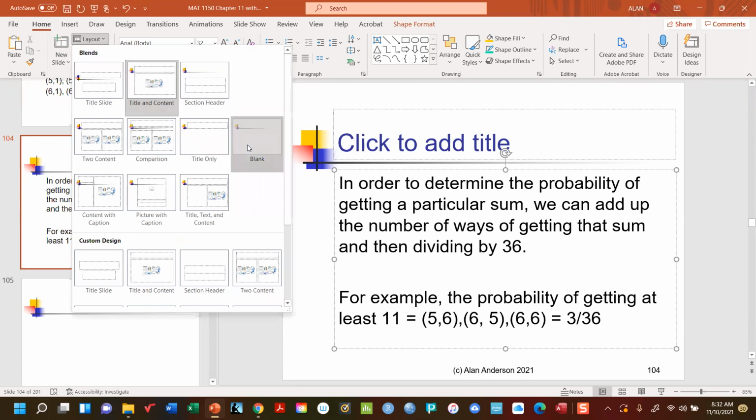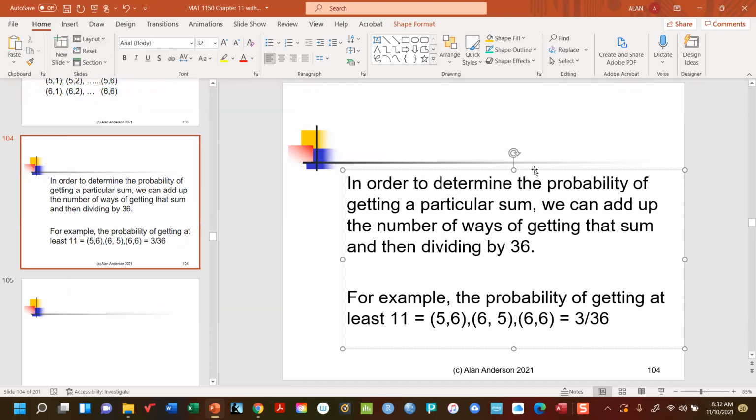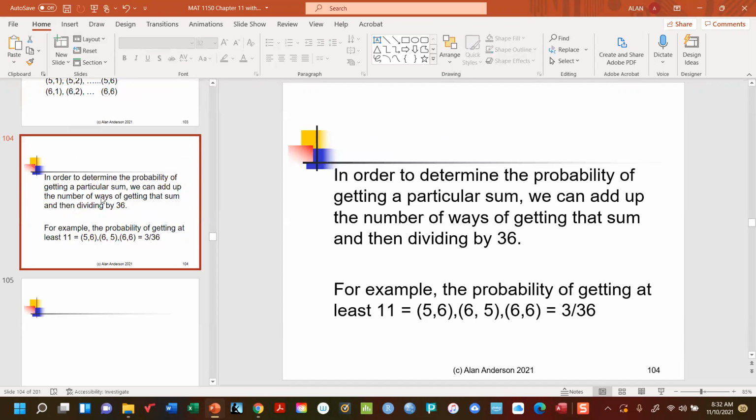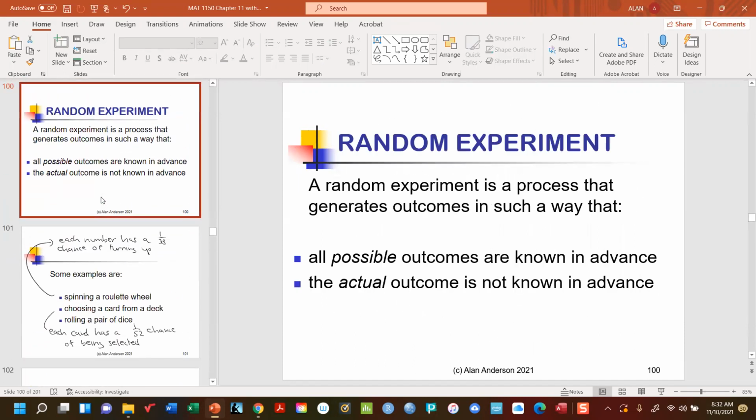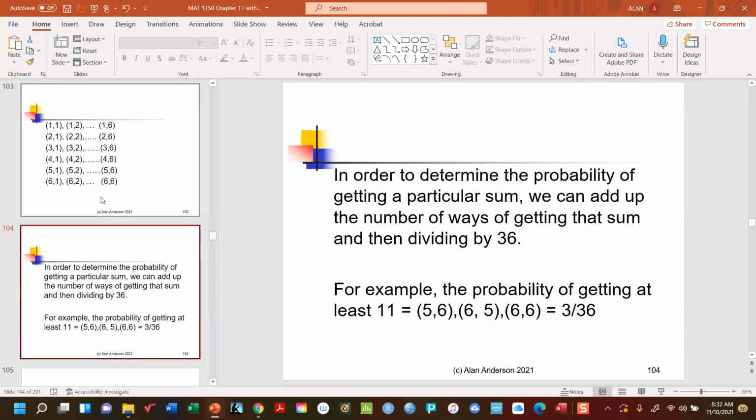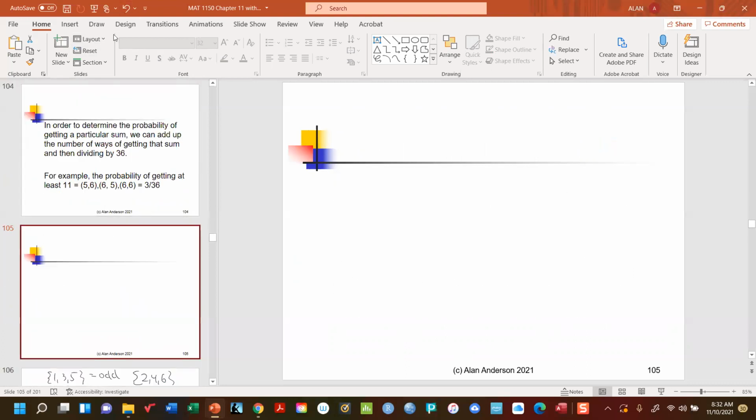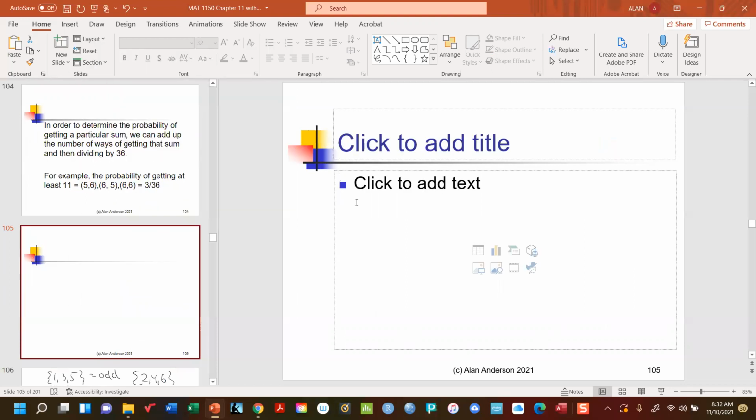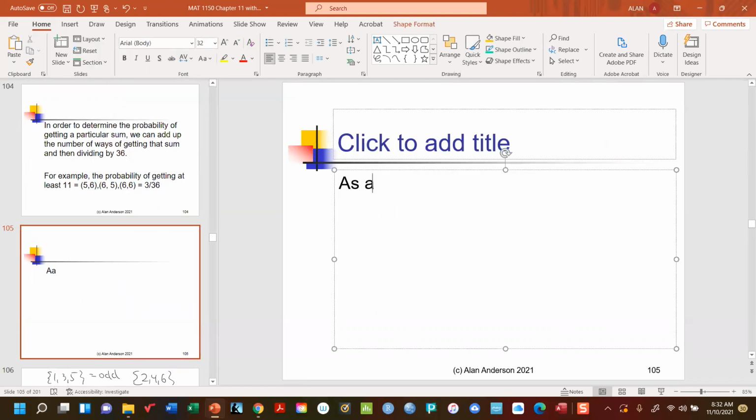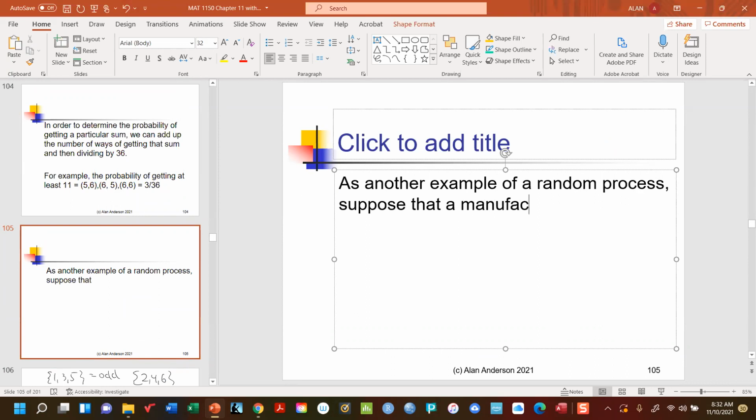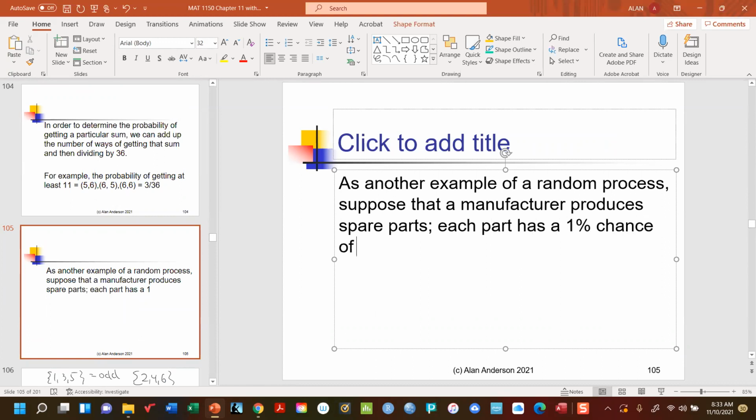Now, there's a lot of other possibilities too. And they don't all necessarily involve games of chance. For example, how about this one? Is another example of a random process. Suppose that a manufacturer produces spare parts. Each part has a 1% chance of being defective.